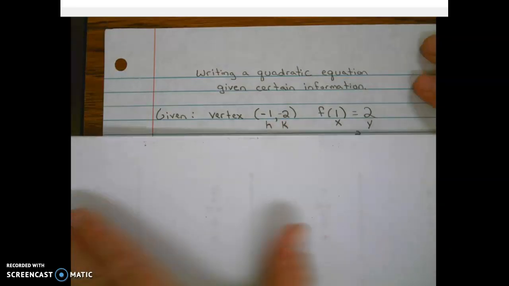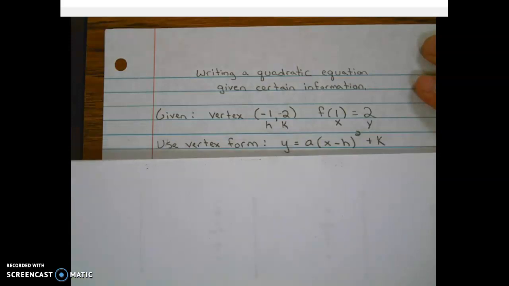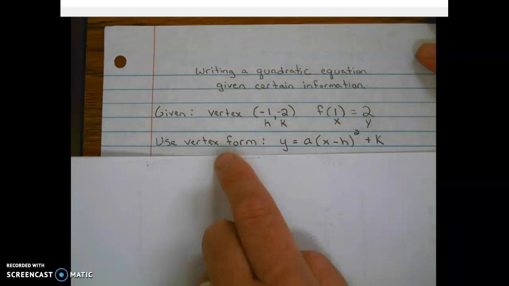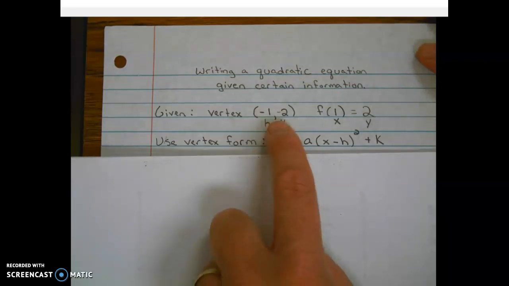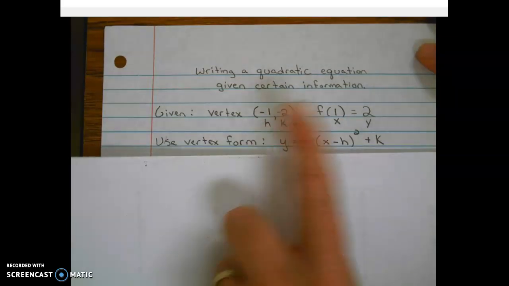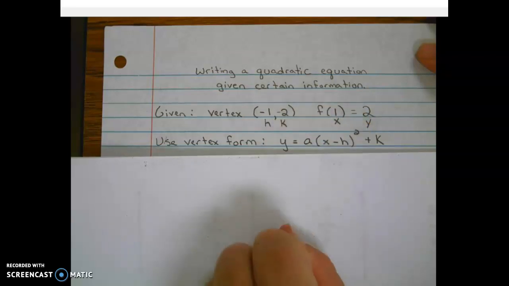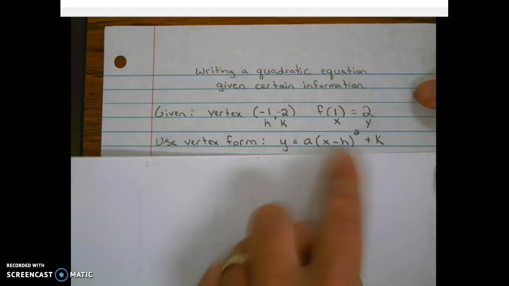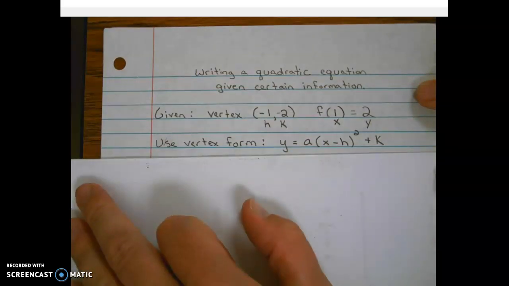So here's the form that we're going to use for the vertex. It's called the vertex form. And we use the vertex form when we know what the vertex is and we have a point given to us. So here we have our vertex form.